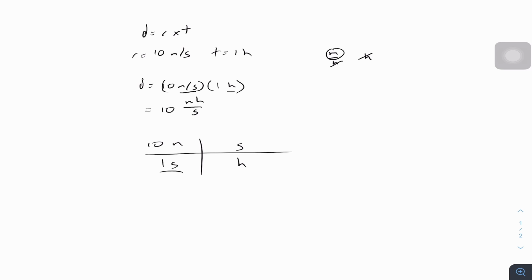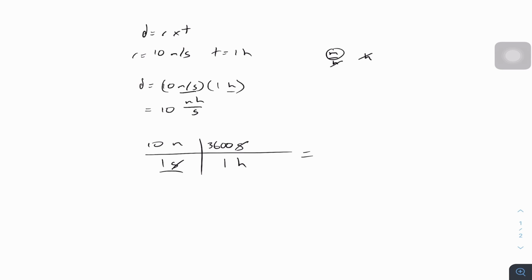Now we need to look at the relationship between these two units. So for every 1 hour, since we're looking for meter per hour, there's 3,600 seconds. And now the 3,600 seconds and the 1 second, they're diagonal. So since we're treating them like variables, the seconds cancel out. And this is what we're left with.